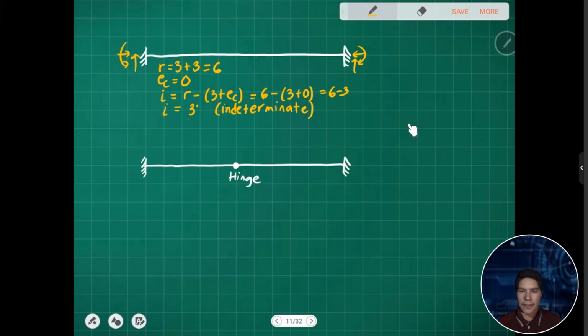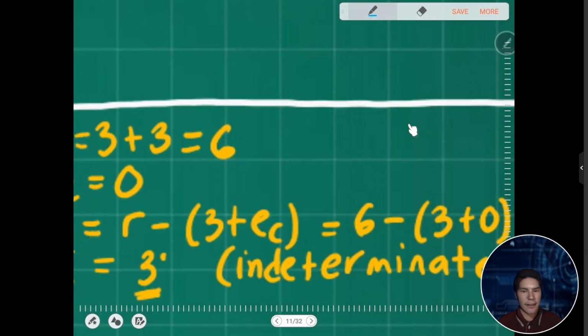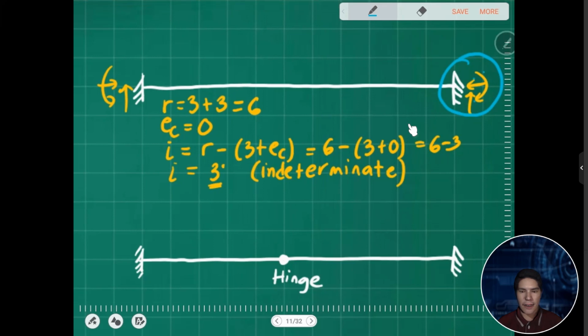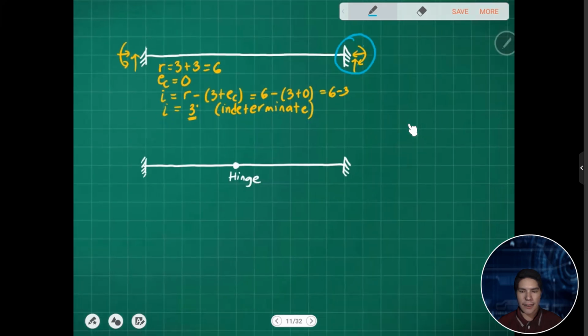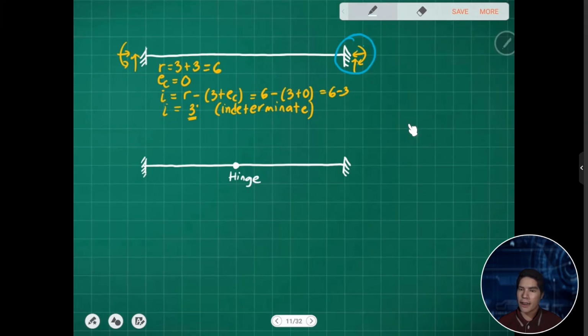Okay, so this 3 degree is caused by the fixed support. So we have 3 reactions. If we remove that fixed support, this beam becomes a cantilever beam and can be analyzed as a determinate structure. So how about if we add the internal hinge?